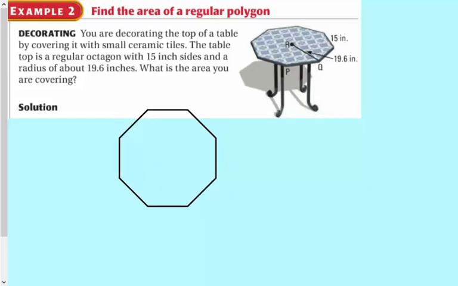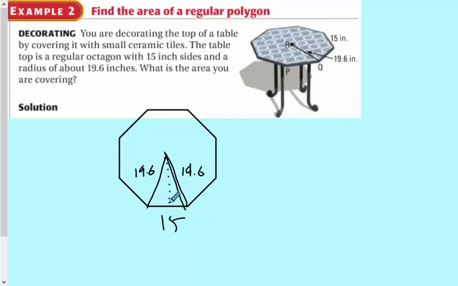and we're going to label things. So this is 15. If I draw this central angle in here like this, well, it's 19.6, and that's 19.6. I need to find this value here. I need to find the height of this triangle. I'm going to multiply that area by 8, because there's 8 of those triangles.